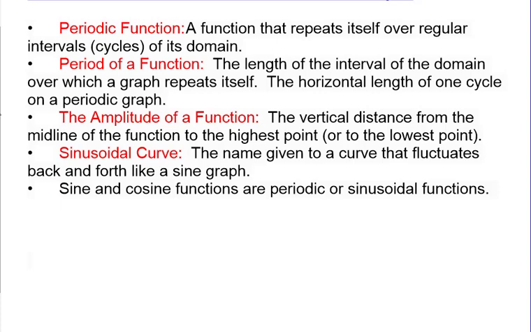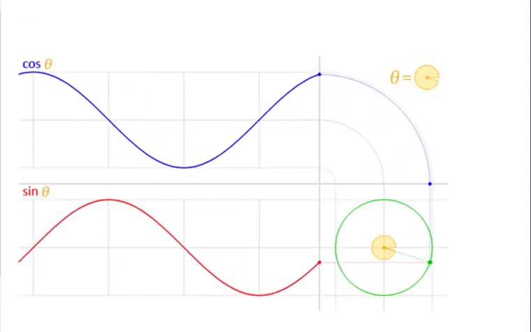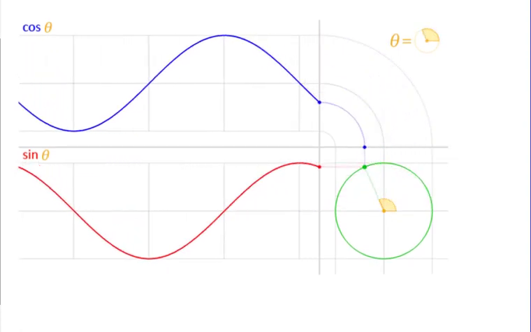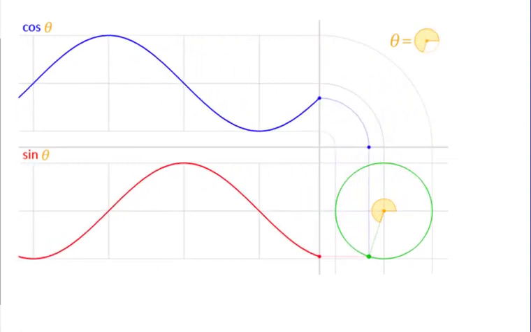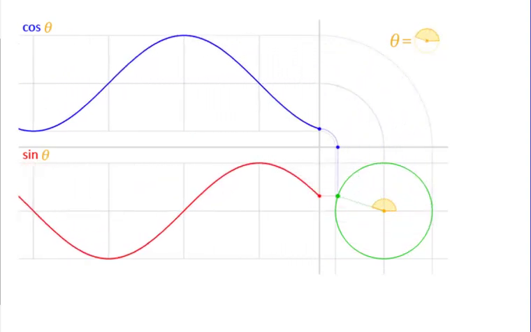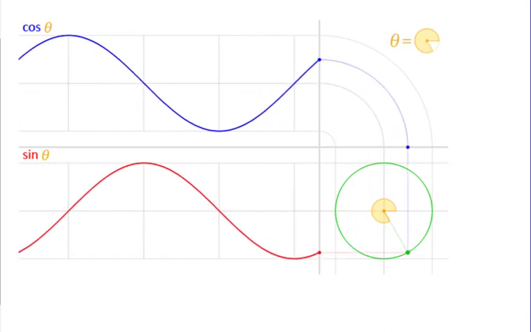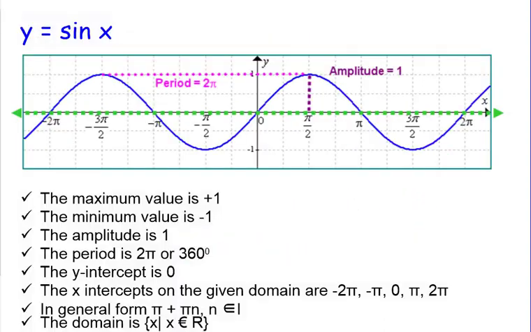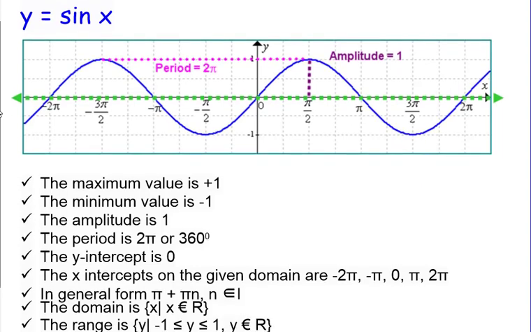The amplitude of a function is the vertical distance from the midline, and a sinusoidal curve is the name given to a curve that fluctuates back and forth like a sine graph. So sine and cosine graphs are sinusoidal functions or periodic graphs. So there's kind of the look. As we go around the unit circle, we know that we get positive and negative values for our functions. That's what a sine graph and a cosine graph look like as they repeat themselves around the unit circle.